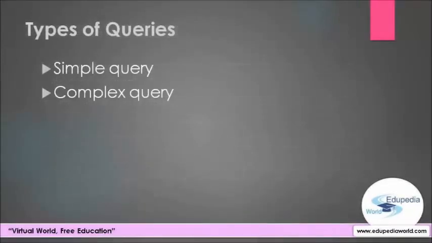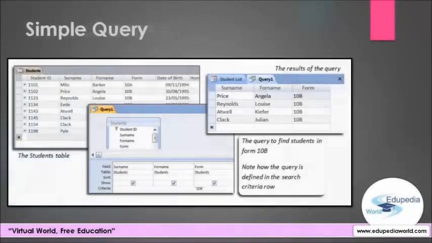A query design specifies which records the user is searching for and what fields to display out of these records. There are two types of queries, simple queries and complex queries. A simple query looks for data in one field only. In this example, the query finds the names of all students who are in form 10B. The student table must be added to the query, the fields to display are selected and the search criteria are defined.